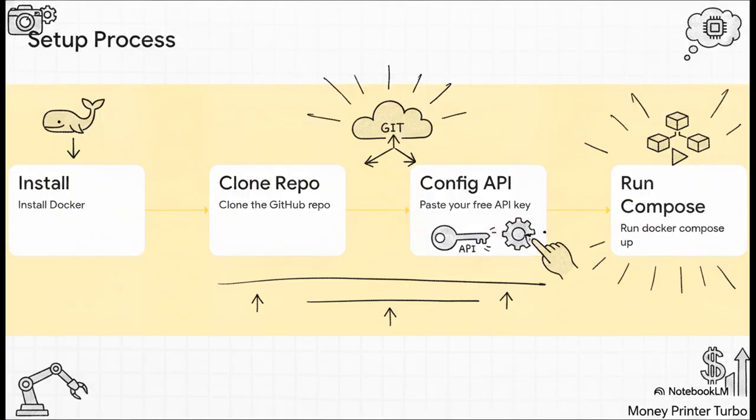There are really just 4 simple steps to get this going. First, you install Docker. That's just a standard tool that helps software packages run smoothly. Second, you clone the GitHub repo, which is just a fancy way of saying you download the code to your computer. Third, you paste your free API key, kind of like your digital password for AI models, right into the config file. And fourth, you just run a basic startup command, docker compose up.